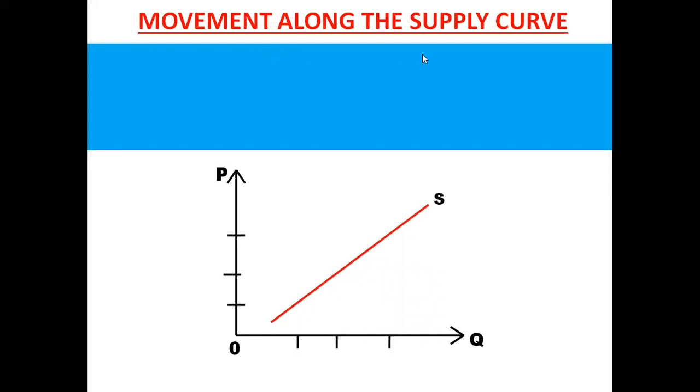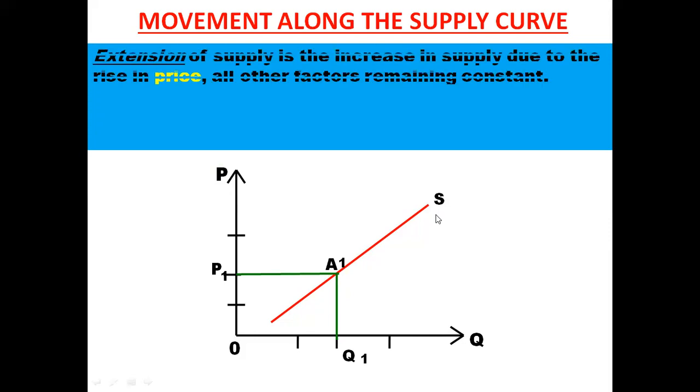Now let us see what is movement along the supply curve. So we measure price on the vertical axis and quantity supplied on the horizontal axis. We have the supply curve S. Now at price P1, the quantity supplied is Q1. We get a point A1 on the supply curve.